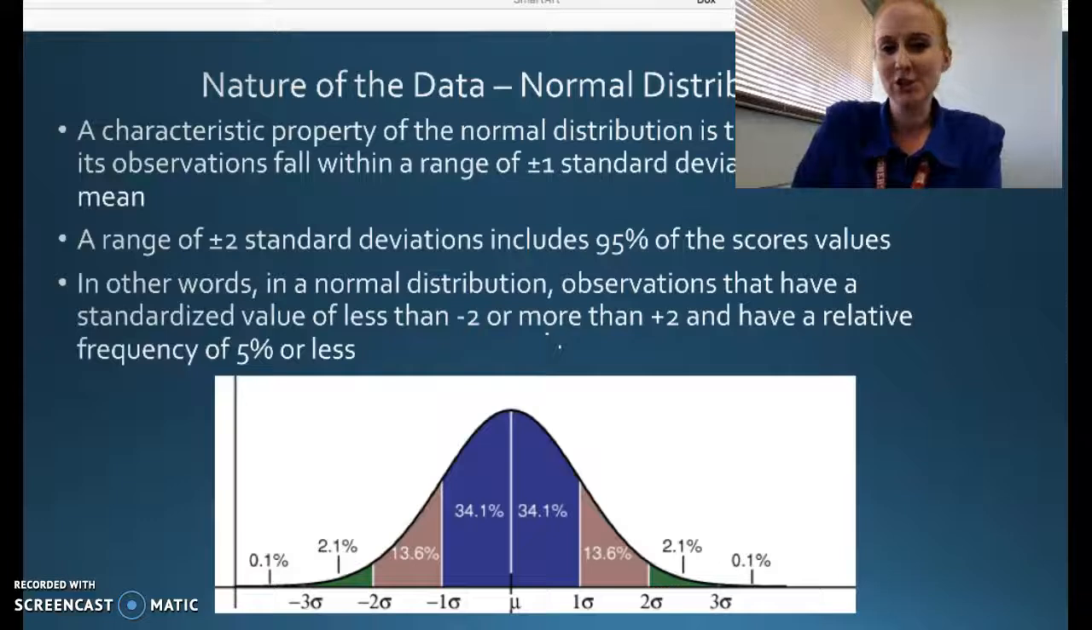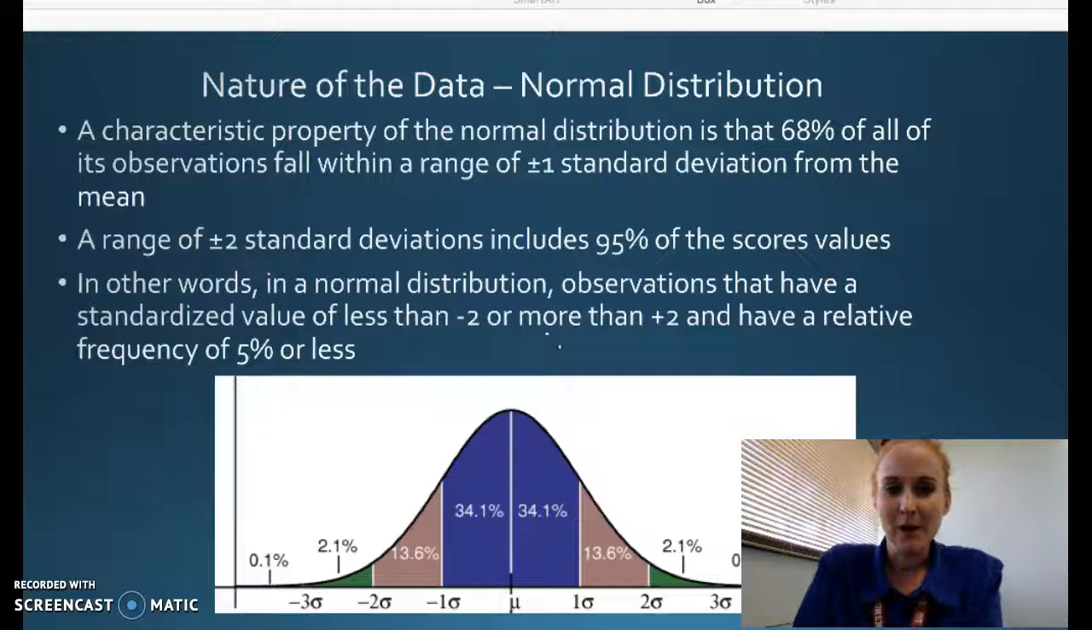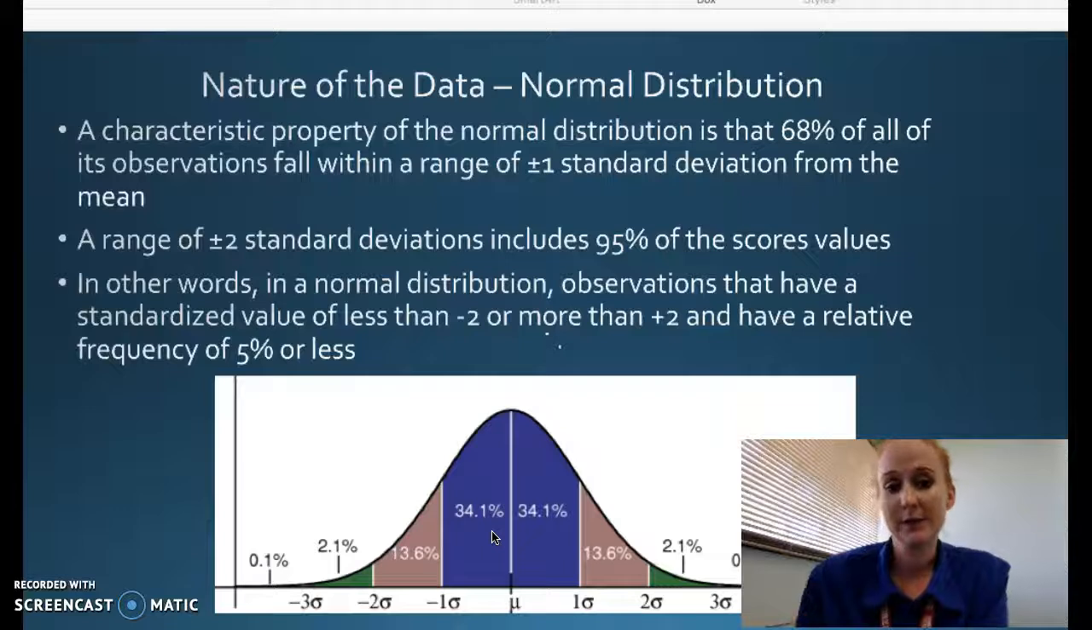So you've probably seen a little graph that looks like this, and I'm going to move myself down a little bit so you can see. One of the properties of the normal distribution is it's one of our statistical scientific truths. We know that 68% of all the observations fall within a range of 1 standard deviation from the mean. So these two little purple shaded areas, let's say 34.1, if we add those two together, that's how we come up with the 68%. Now, normal distribution really only applies to numerical variables, things like income or weight or age and some of those kinds of things.